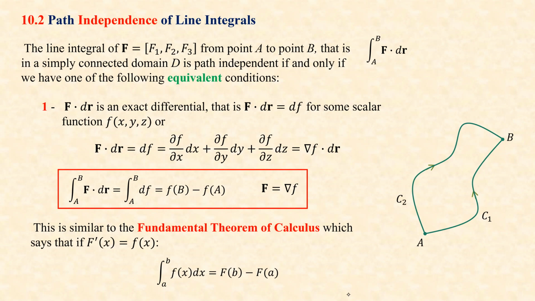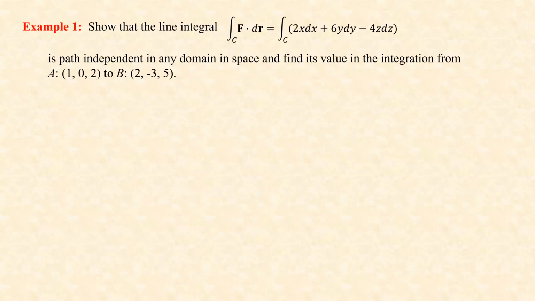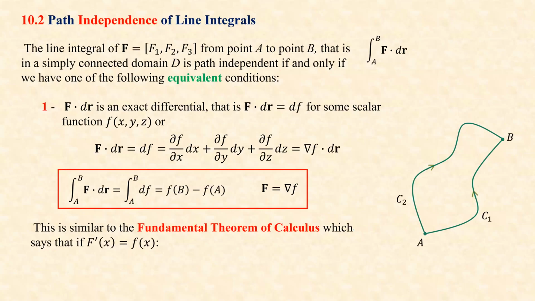Professor, can you explain again the difference between capital F and lowercase f? Yeah, capital F is our vector field. Capital F is this, the vector field. And the scalar field is that when we have this condition, you say that the gradient of f is F. Gradient of f is the vector field.